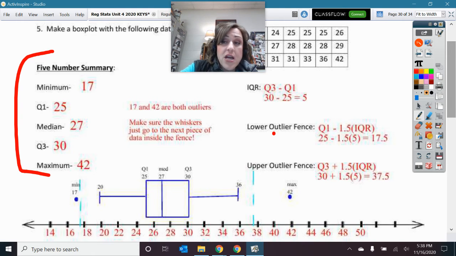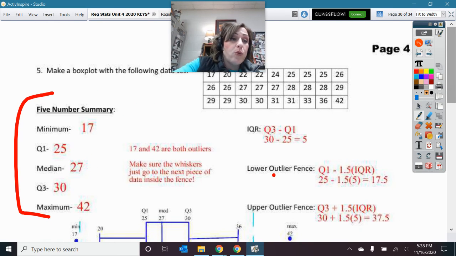Fences, I put them in there. So my lower fence is 17.5. So, look at that min. I'm going to have a lower outlier. So I go and look, and voila, there is my lower outlier. I have one lower outlier at 17.